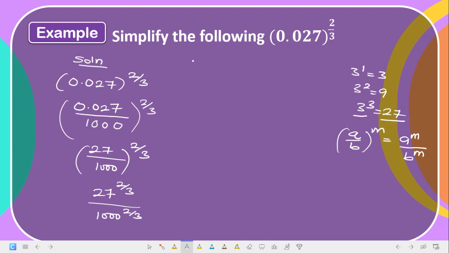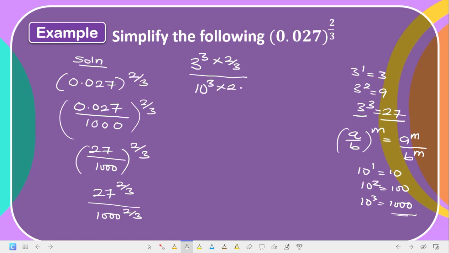So this gives us 3 raised to the power of 3 times 2 over 3, divided by, now 1000 is, 10 raised to the power of 1 is 10, 10 squared is 100, and 10 raised to the power of 3 is 1000. So in place of 1000, we can put 10 to the power of 3. So this becomes 10 to the power of 3 times 2 over 3.